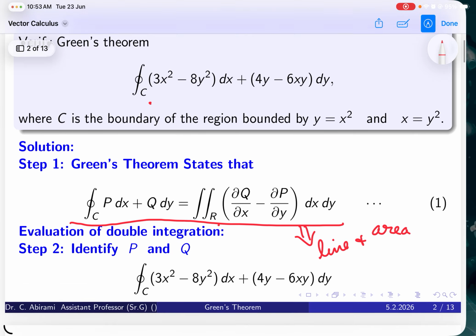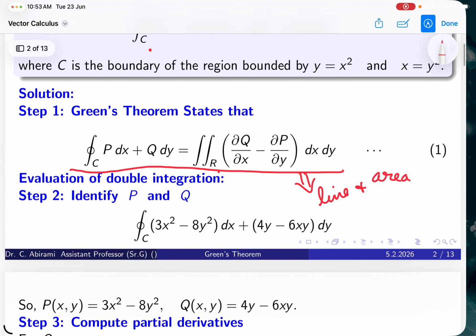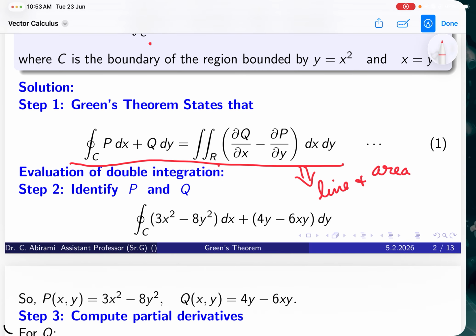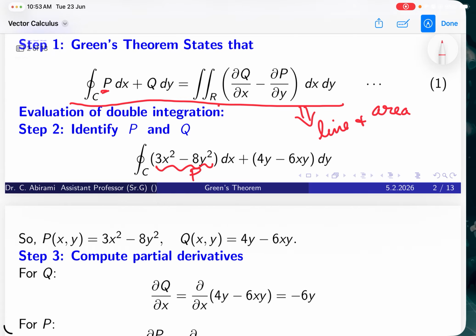So now I am going to evaluate the left hand side and right hand side separately. First I am going to evaluate the right hand side, that is the double integration. The integral over C of (3x squared minus 8y squared) dx plus (4y minus 6xy) dy. First you identify what P and Q are by comparing the given question with the statement of Green's theorem. P dx, so here P is 3x squared minus 8y squared. Q is 4y minus 6xy.